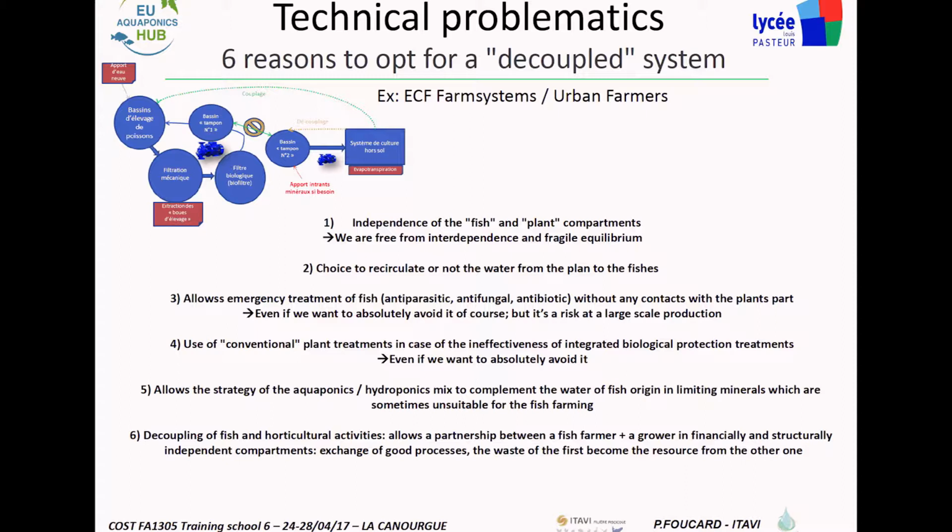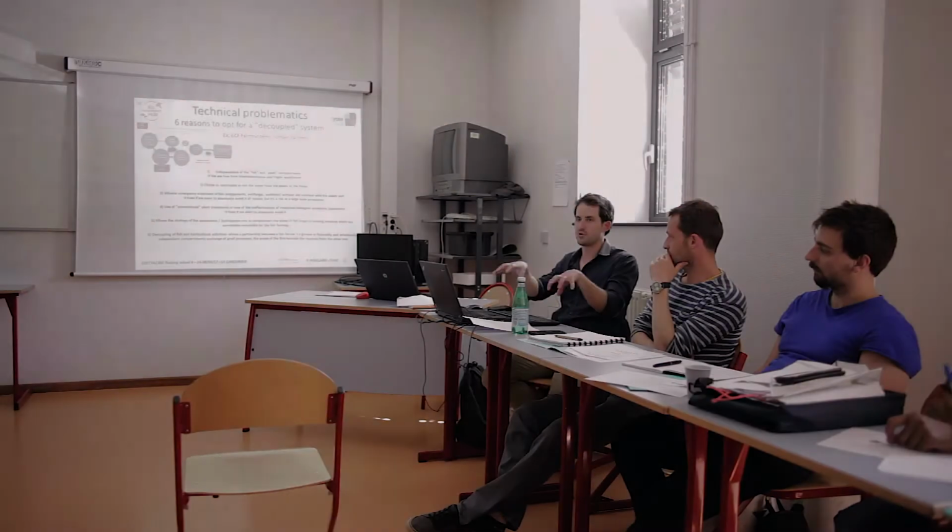It also allows a hybrid strategy between aquaponics and hydroponics, a mix, to complement the water of fish origin with limiting minerals, which are sometimes unsuitable for fish farming. That's why you don't send it back to them. And it also allows partnership between two different professions, because they are two very technical jobs, growing plants or farming fish. So maybe the best is to have two activities working together.